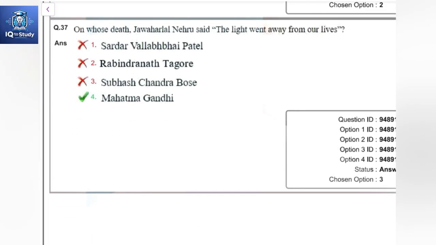On whose death did Jawaharlal Nehru say, "The light went away from our lives"? On Mahatma Gandhi's death.